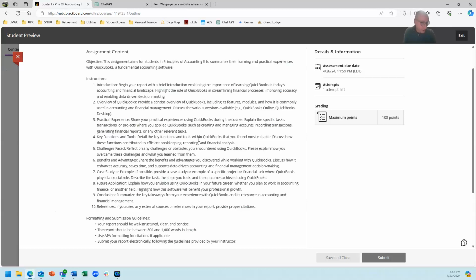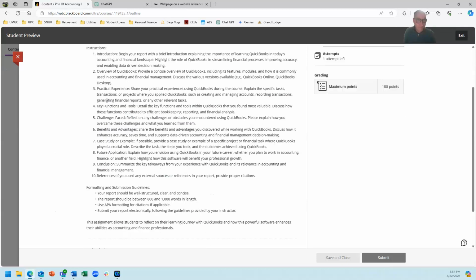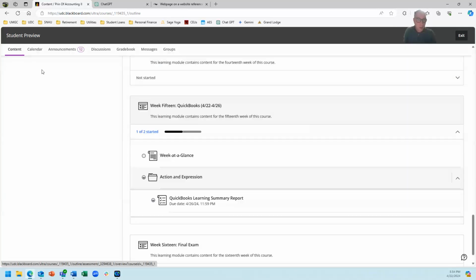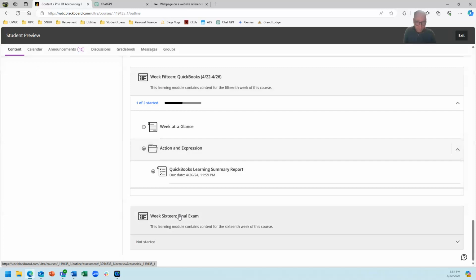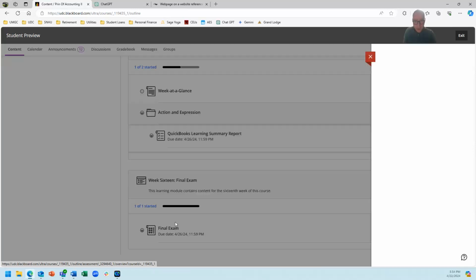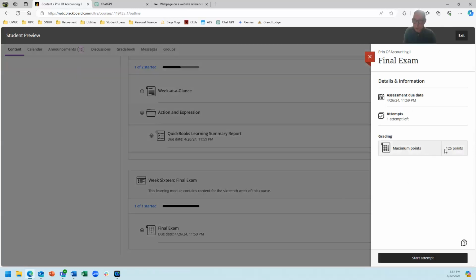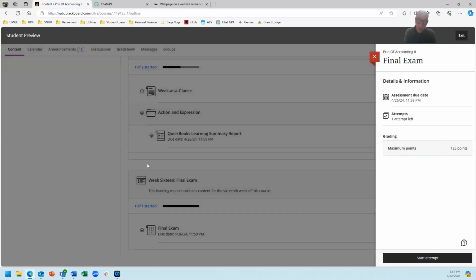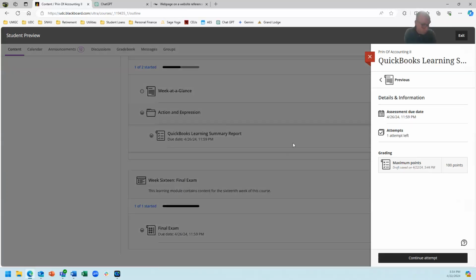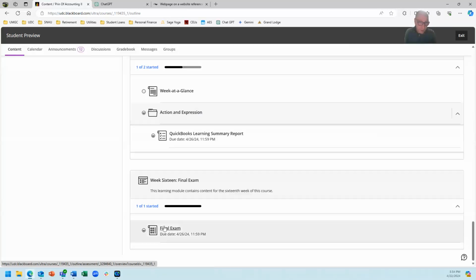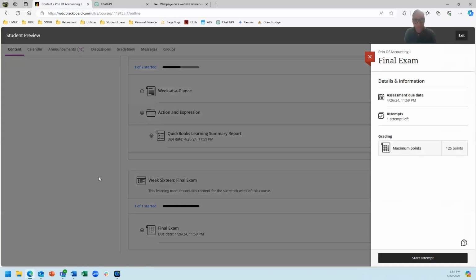Now, of course, you'll submit it just like you've done with the certificates, same way. Then we move on to the final exam. Here we are, the final exam. Click on final exam. You'll notice it says out of 125 points. If you've been keeping track of the points, the paper that we just looked at is 100 points. The final exam is 125 points.